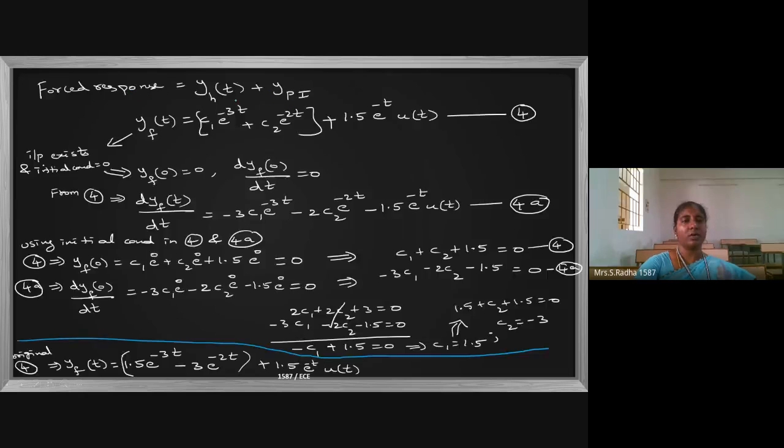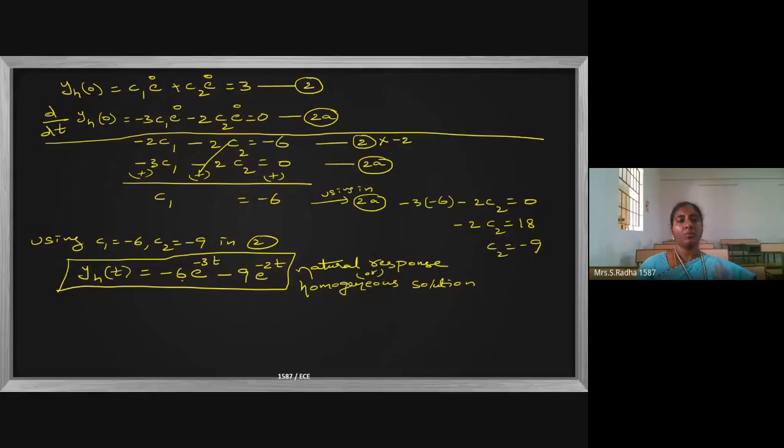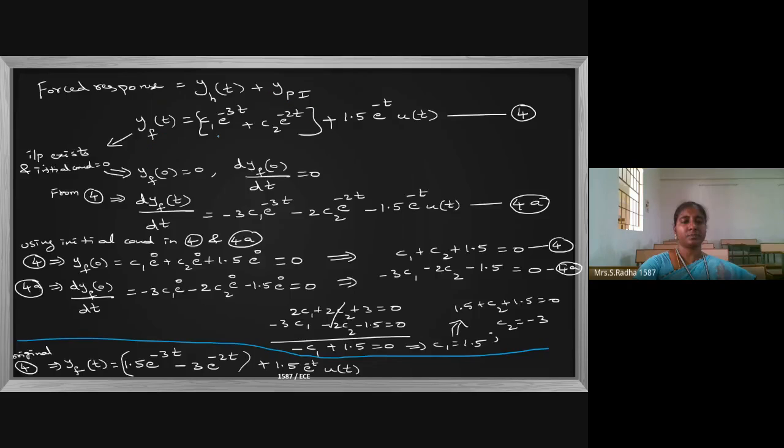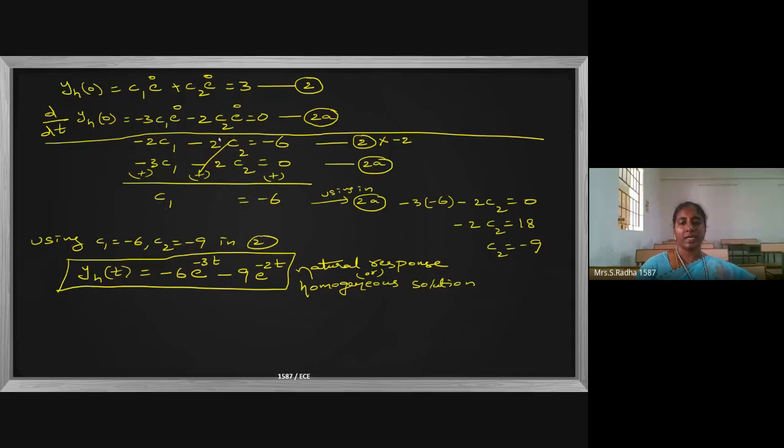Now coming to total response. If you see total response, it is nothing but natural response plus forced response. Already we got the natural response, the homogeneous solution: minus 6 e power minus 3t minus 9 e power minus 2t. This is our natural response.